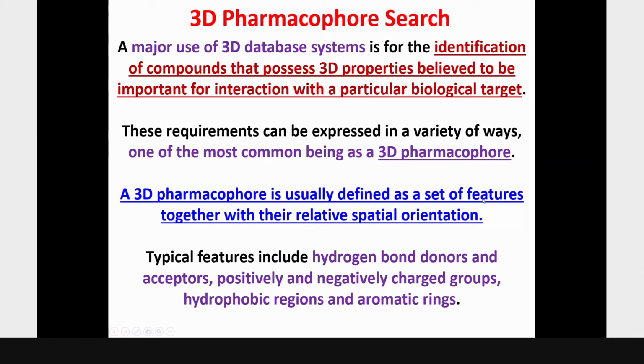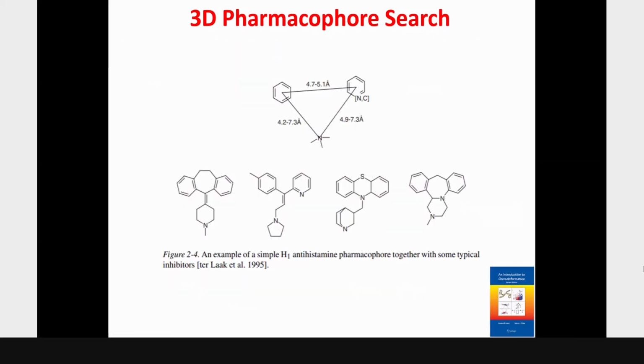What kind of features could you look for? These are the regular things we have studied earlier: how many hydrogen bond donors, how many hydrogen bond acceptors, how many positively and negatively charged groups, how many hydrophobic groups or aromatic rings there are. Based on both the geometry and the features, it will determine whether the particular structure matches the other compound or not. For example, this is your query for the 3D pharmacophore search. You can see this is a more sophisticated query than the other one.